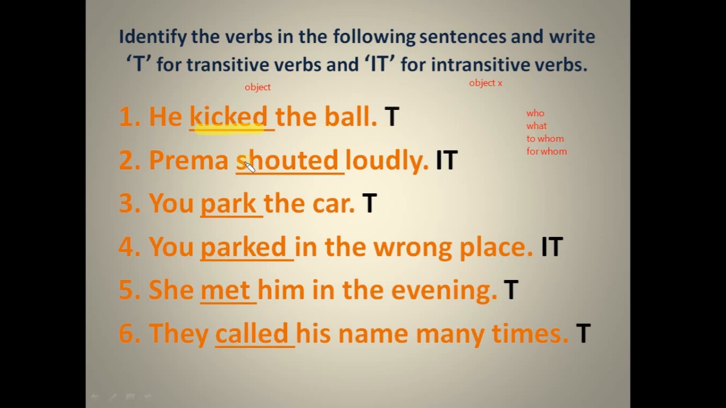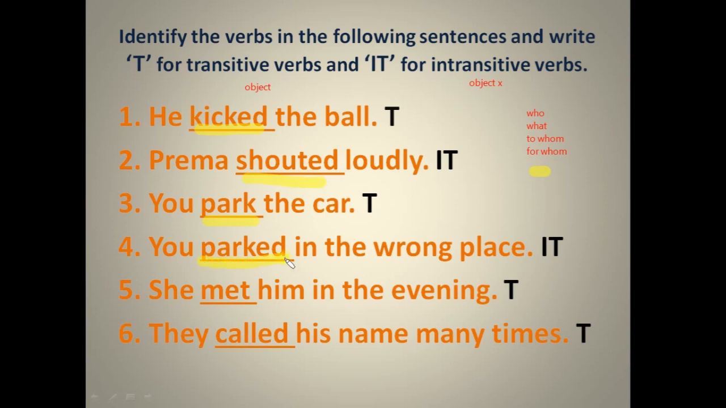That's why T. Prema shouted loudly. Now see, verb is shouted. For loudly, what will you put as the question word? How did she shout? How? Can you see how here? No, we are not getting how over here. That's why this is our intransitive verb. Next one, you park the car. Again, verb is park. You park what? That is the car. So again we have got the answer. That's why transitive.